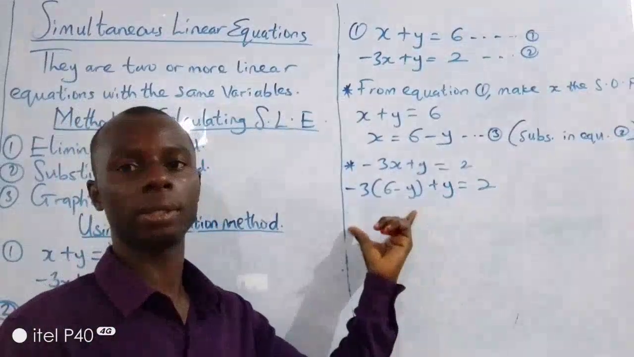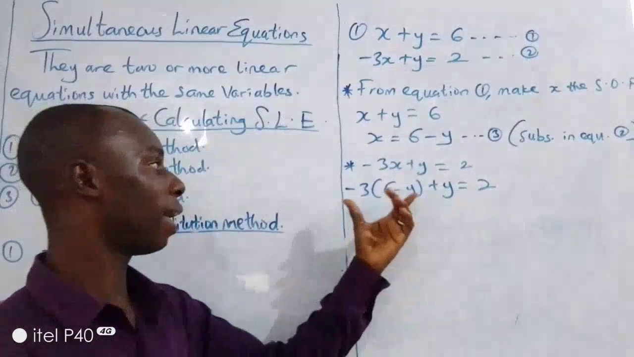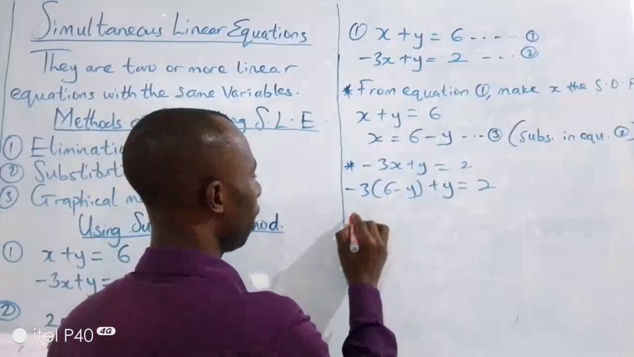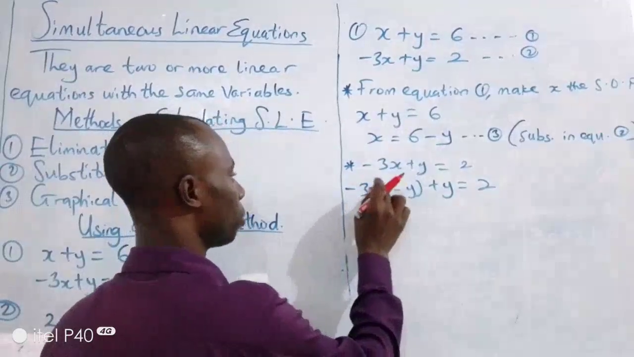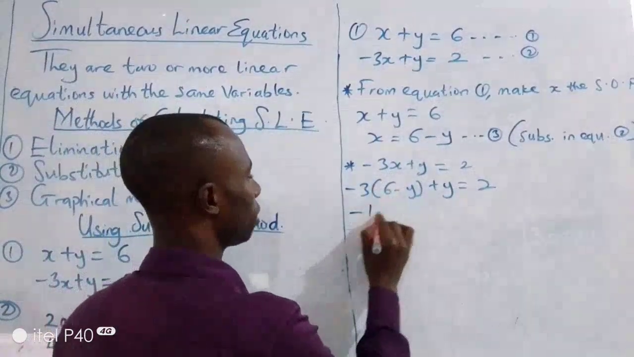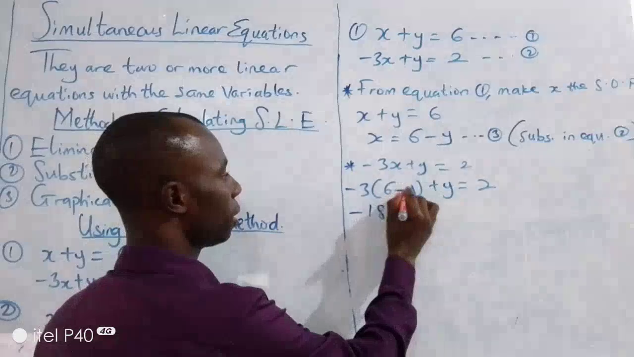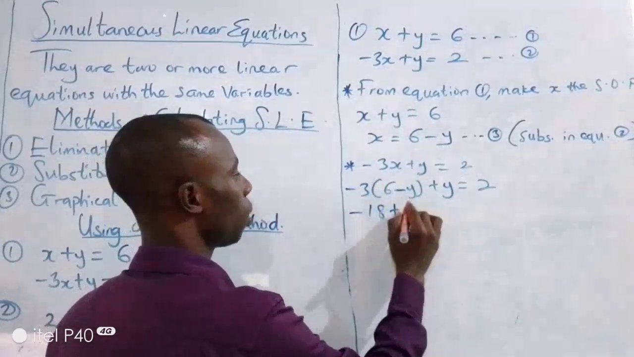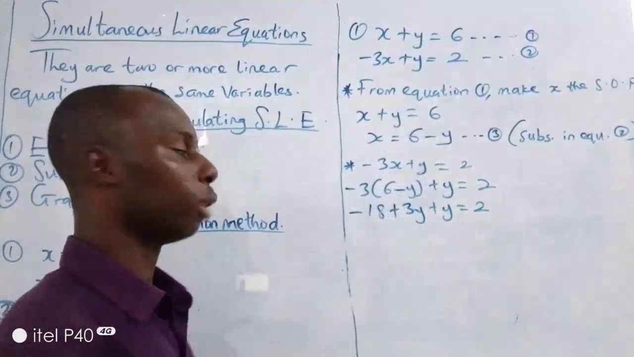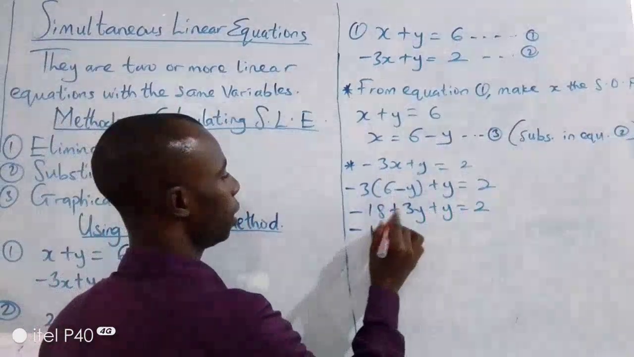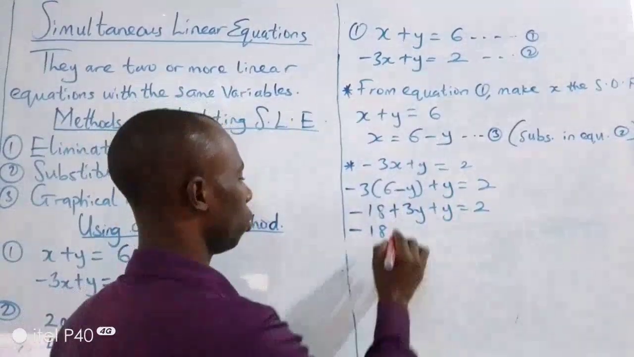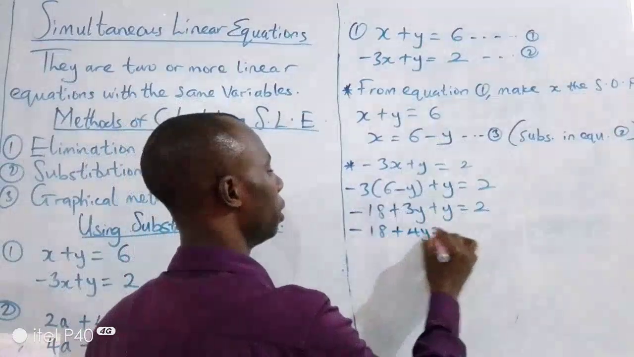So I will open the bracket. By opening the bracket, minus 3 will multiply everything inside the bracket. So I have minus times this plus, because this 6 is positive. Minus times plus is minus, 3 times 6 is 18. Minus times this minus is plus, 3 times y is 3y. Then plus y equals 2. So what do I do next? Minus 18, now plus 3y plus y will make 4y. So we have plus 4y equals 2.